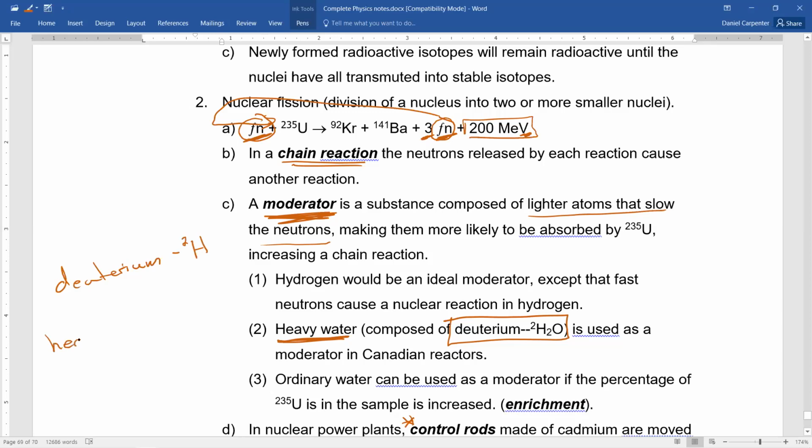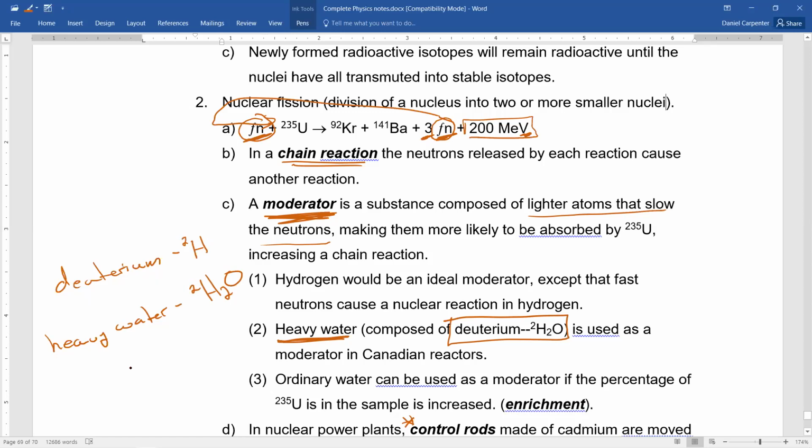So deuterium is H2. Heavy water is water made from deuterium instead of regular hydrogen. So heavy water is H2, 2 hydrogens with a mass of 2, not the regular 1.